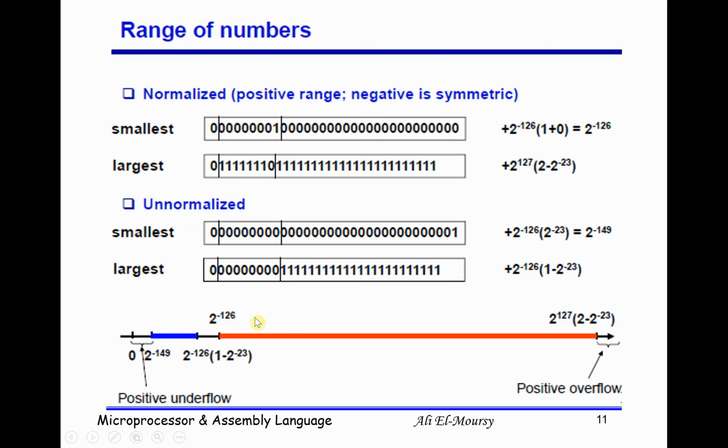So the representations are not continuous. I have some range with different distances for unnormalized, then a little bit of gap, then the normalized numbers start until I reach the largest number here. To cut the long story short, the smallest fraction ever is 2 to the power minus 149, and the largest number ever is almost, as we mentioned, 2 to the power 128.